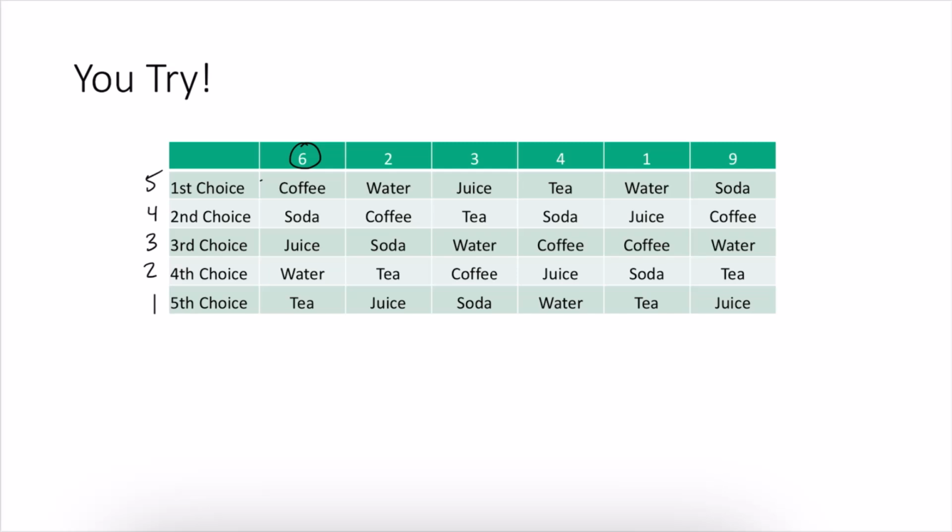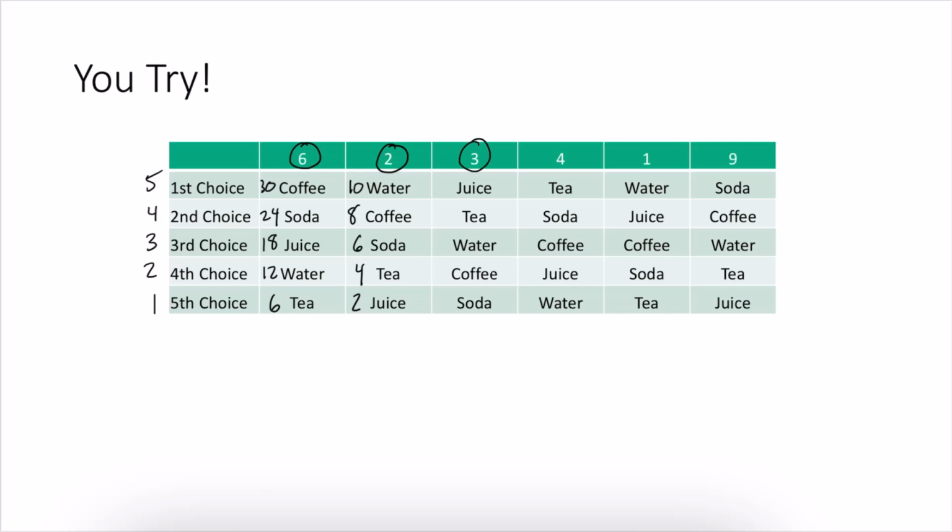So coffee is going to get 30 points. Soda is going to get 24 points. Juice is going to get 18 points. Water is going to get 12 points. And tea is going to get 6 points. And then for these 2 votes in the second column, those are going to contribute 10 points to water because 5 times 2 is 10. 8 points to coffee because 4 times 2 is 8. 6 points to soda because 3 times 2 is 6. And 4 points to tea and 2 points to juice.